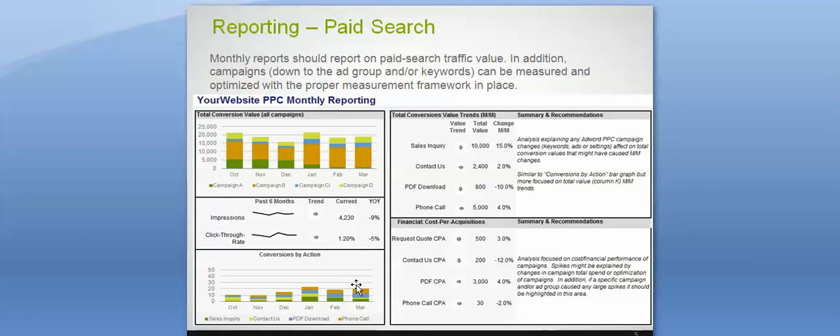So another view is down here. This is conversion by action. So just the number of conversions that we're getting for each goal. Sales inquiry, contact us, PDF, and phone call is measured here. And this just gives you another view that there might be changes. You might do campaign changes. You might do A/B testing on your site. So it's a different view where it makes it easier to identify if you see a huge drop in, let's say, phone calls, but then the total value staying the same.